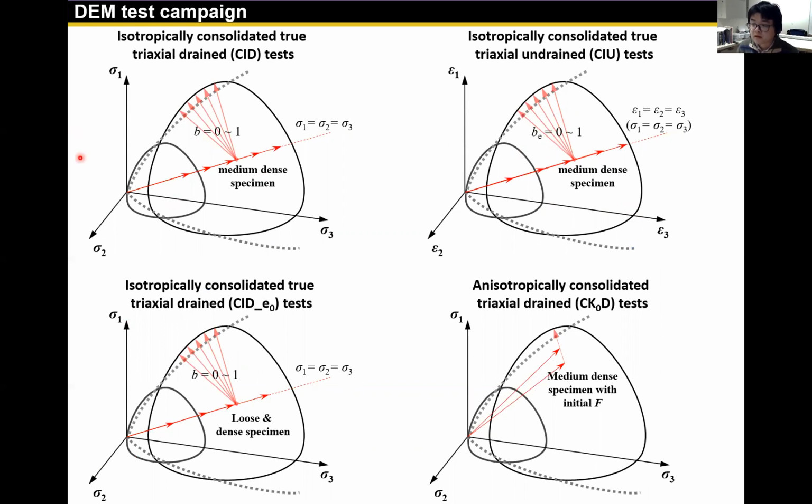These two tests are conducted on the medium dense specimen. Apart from the medium dense specimen, we also performed triaxial drained tests on loose and dense specimens. And the last test is the anisotropically consolidated triaxial drained test. This test is also adopted to verify the uniqueness of the critical fabric surface if the specimen has some initial fabric anisotropy.